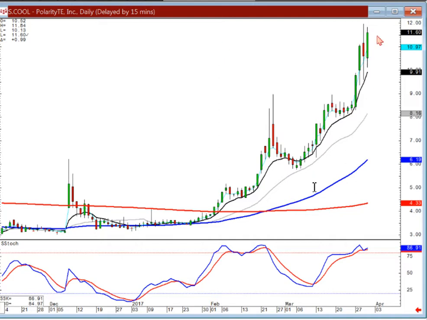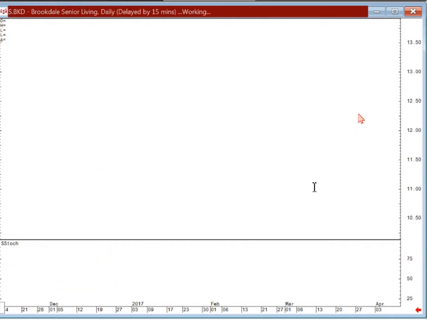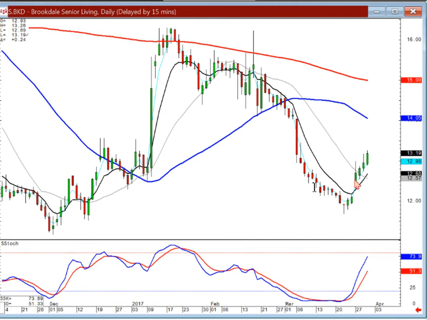Cool came up nicely today. Notice your big fry pan bottom, your J-hook pattern. You stay long until you see a sell signal. VSAR, another wave 1, wave 2, bullish engulfing, wave 3. Another one you stay long until you see a sell signal. And BKD, not as exciting, but you had your doji, kind of your little doji bullish confirmation gap up through the T line. First target is probably going to be the 50-day moving average.